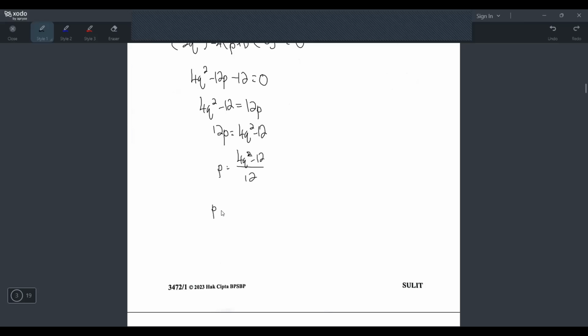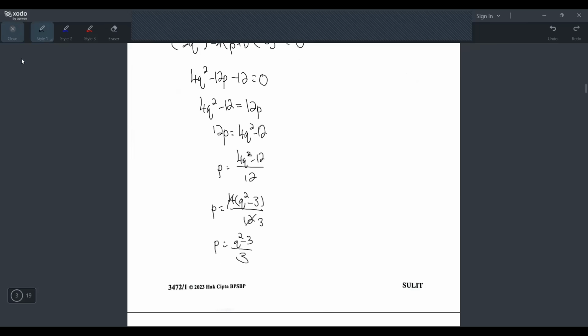But can we simplify this? Yes, we can simplify this because 4 and 12, we can factorize out the 4. Because both 4 and 12 can divide 4, right? So you're left with q squared minus 12 divided 4 is 3, and then this one is 12. And since we take it out like this, now we can cut. So you're left with 3 down here. So the answer will be q squared minus 3 over 3, right? So this is how you do it.